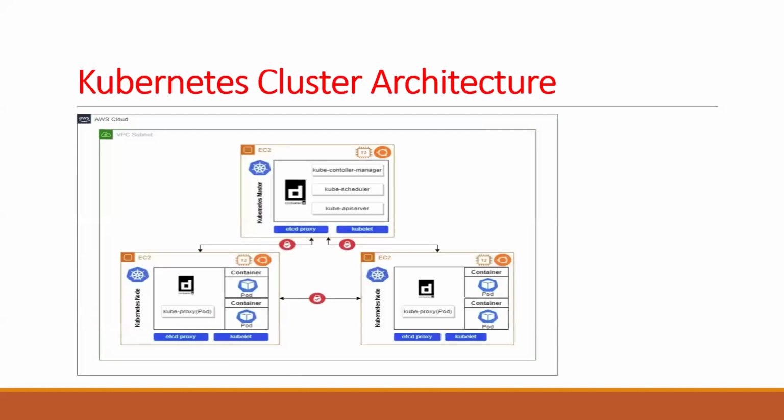Okay, so Kubernetes cluster architecture. What is the Kubernetes cluster architecture? This is the AWS cloud. In the AWS cloud, you need to create the VPC. In the VPC, you can create the Kubernetes master node. In the Kubernetes master node, there are kube-controller-manager, kube-scheduler, kube-apiserver, etcd, kube-proxy, and kubelet. Right. So these are the worker nodes. In the worker nodes also, we will create it.